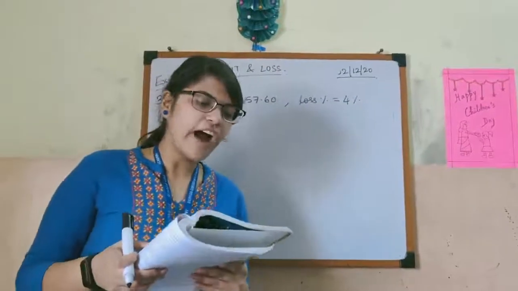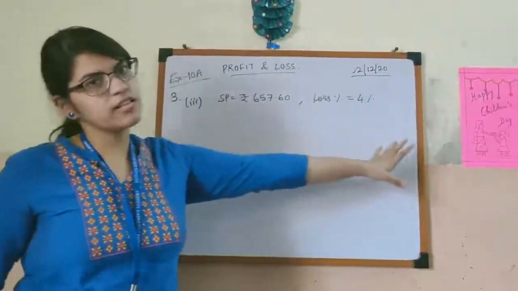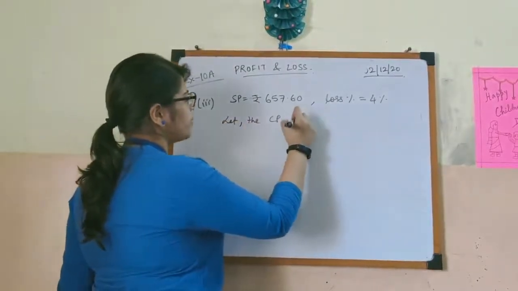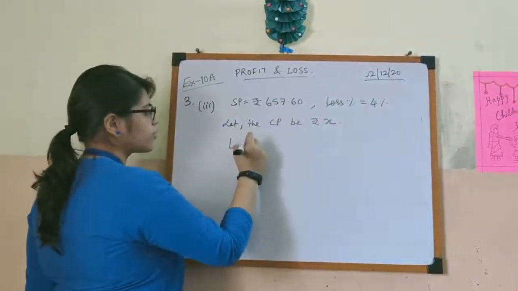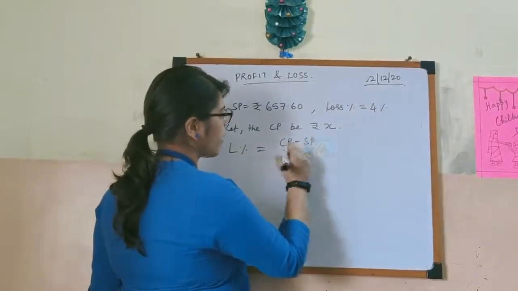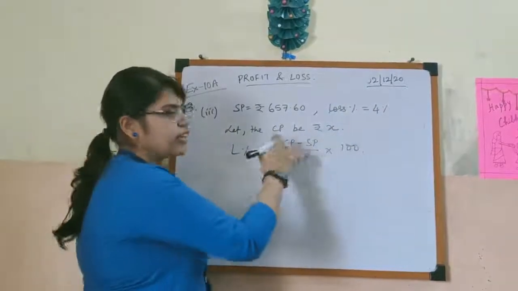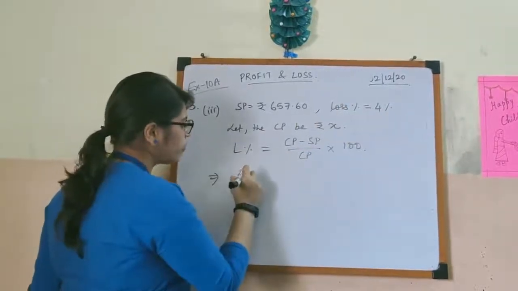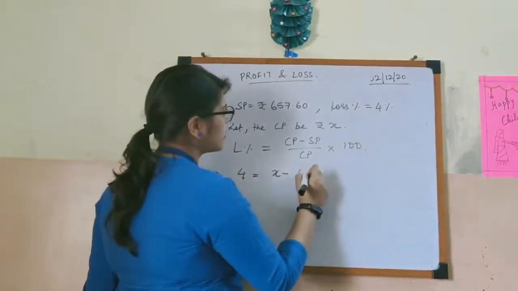Next term we have find the cost price when SP is given and loss percentage is given. Okay, so we can take, let the CP be rupees x. Okay, so now in directly loss percent formula we will put it. So loss is how much? CP minus SP by CP into 100. So here see, CP is 2 times, so x will come 2 times here. Okay, so loss is how much? Loss percentage is 4%. Then CP is x minus SP is 657.60.